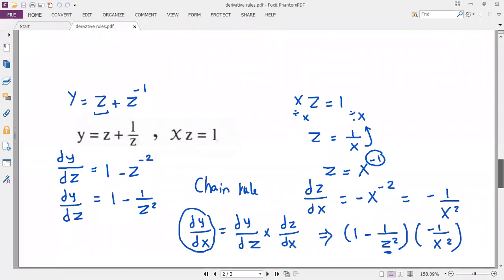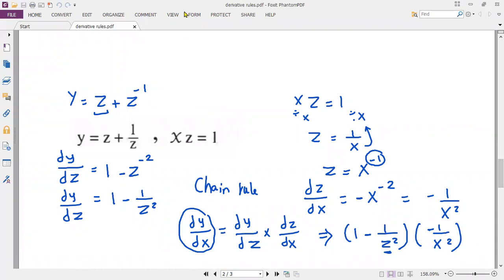So here we are going to substitute for z. Instead of z, we are going to write it the same. dy over dx is 1 minus 1 over z squared, and z is equal to x to the power of negative 1, raised to the power of 2. So it's 1 over x to the power of negative 2, because z equals x to the power of negative 1.